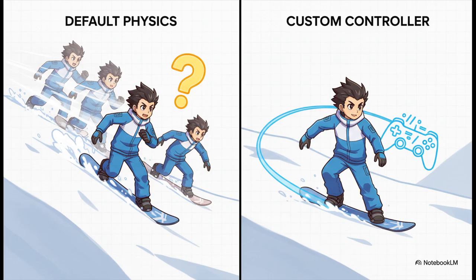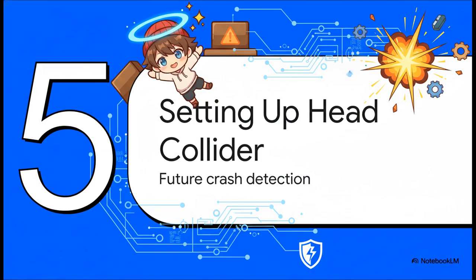For a game to feel good, you, the developer, want to be in control. So for now, we're just going to accept that he's stuck. Later, we'll write a simple script that gives him a constant forward speed, which gives us much more reliable and fun control over the game. We are on the home stretch now.